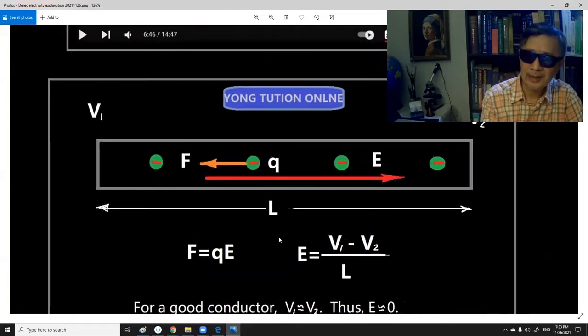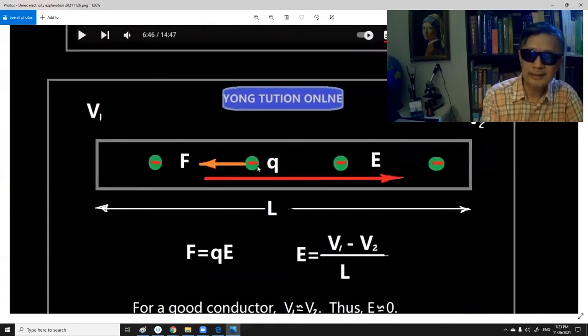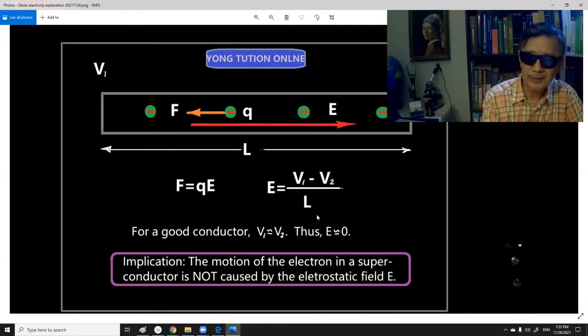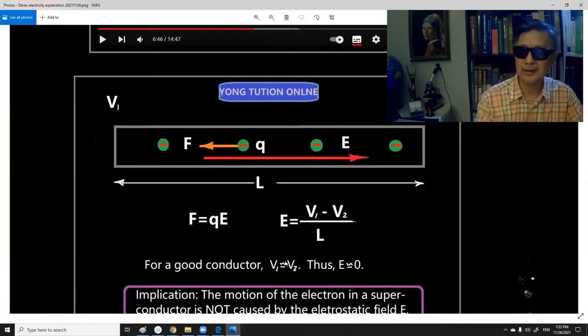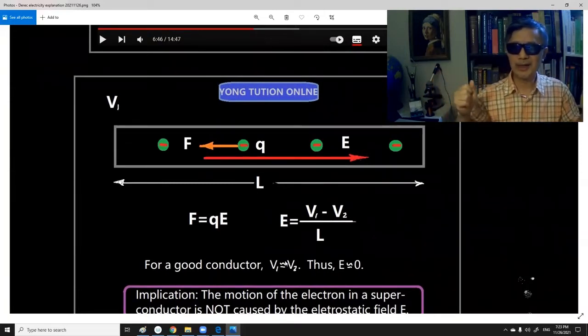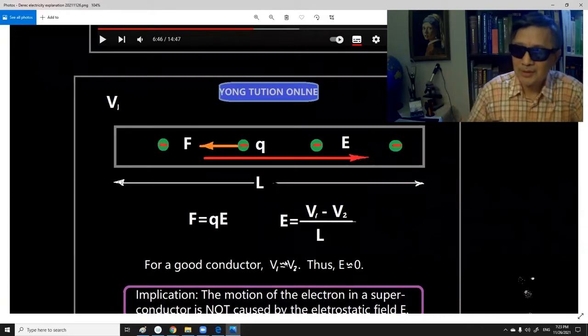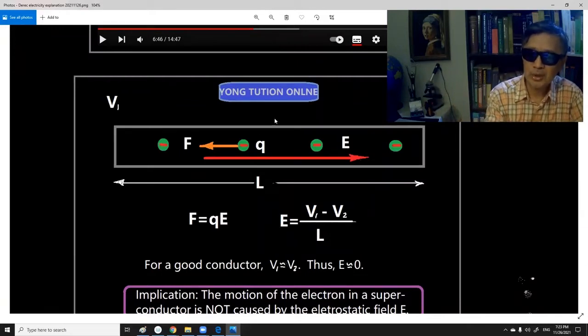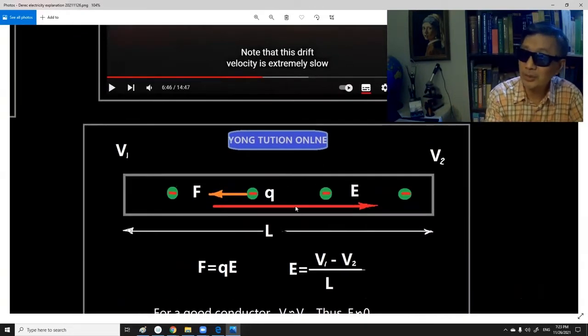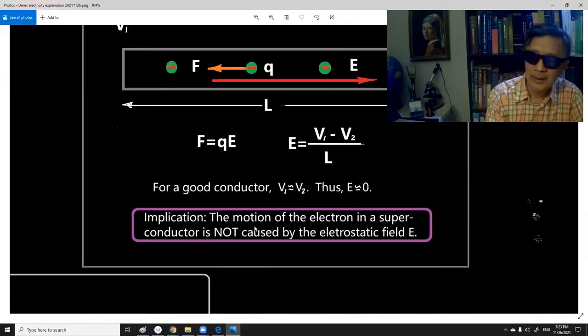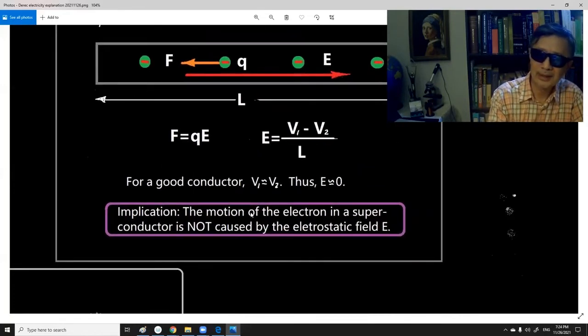So you can argue that the force acting on that particular electron in this case can be represented by this one. Because for a good conductor, these two potentials at both ends are approximately the same. So we would expect that the electrical field should be very close to zero, not as strong as that. This is especially true if the motion of electron in the superconductor is not caused by electrostatic force, the electrical field. So that is another comment here.